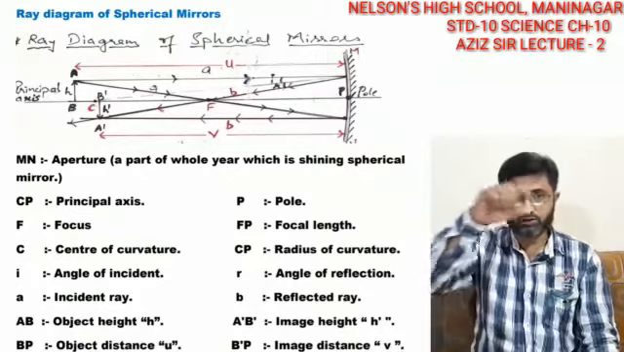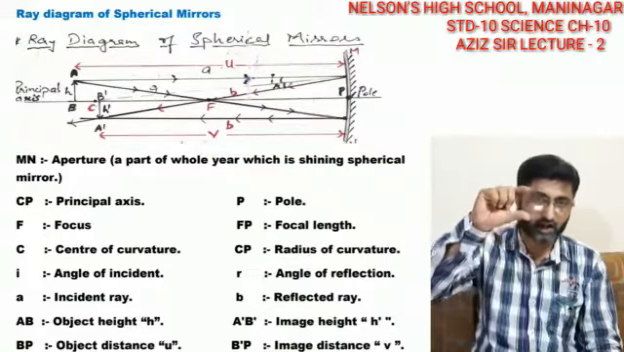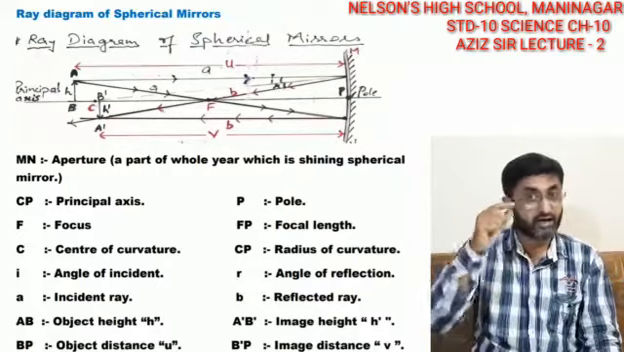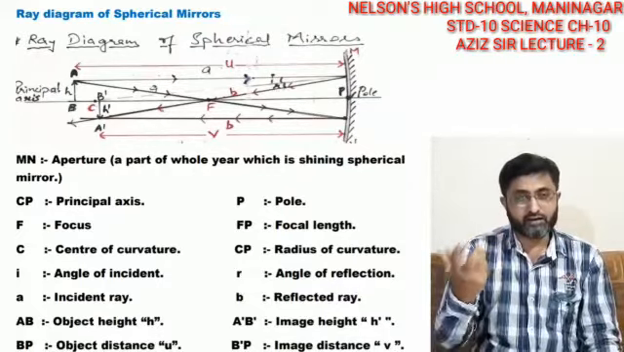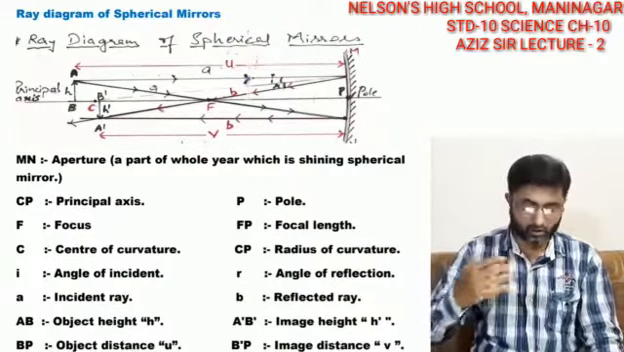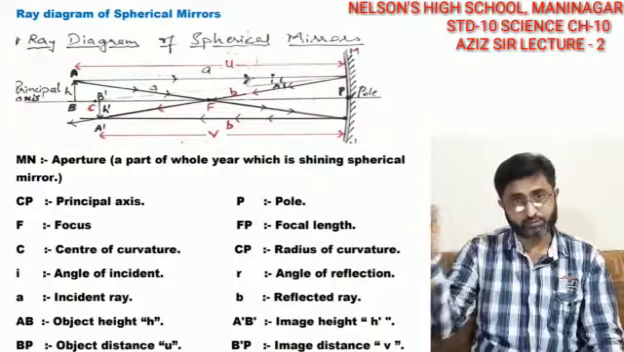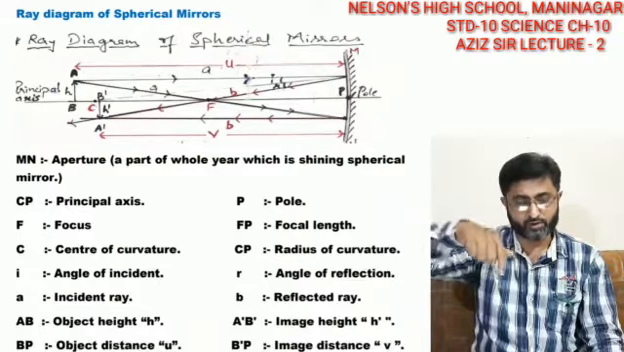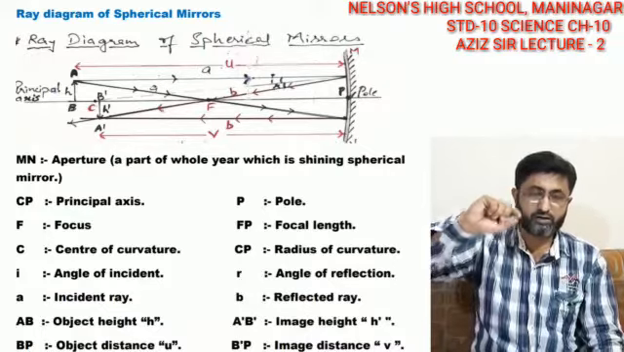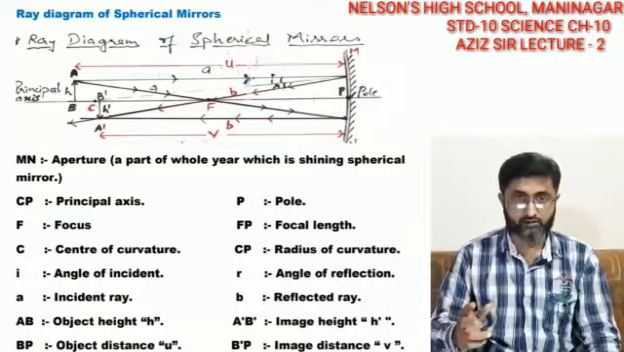AB, which is on the principal axis, the above portion AB is the height of the object size which is in place. So AB is an object with height h. It can be any height, any centimeter, meter, depending upon the size of the mirror and the object. So h is the height of the object, and A dash B dash is an inverted image which is formed in this particular position. A dash B dash is the height of the image. Though it is inverted, it is the height of the image.